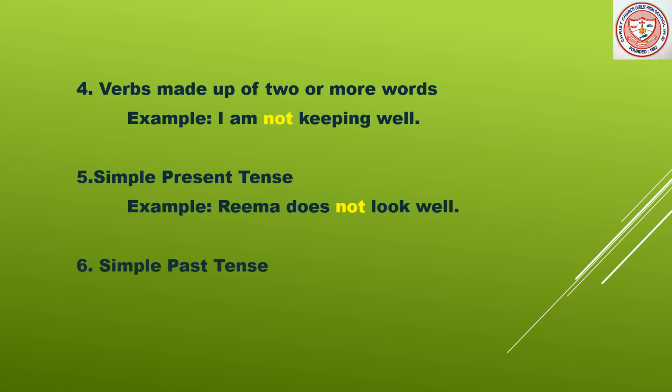Next point, simple past tense. What is that point? We use did not with the first form of the verb. Let us go through the example. I did not go to bed early last night. Here we have used not after did because we know that we can use did not with the first form of the verb.